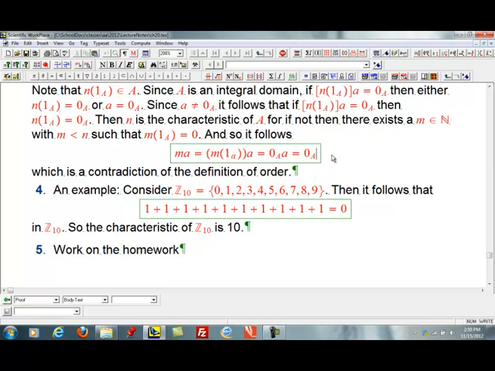Which means that we have found a smaller value. That means that n isn't the order of A, like we assumed at the top. So since n is the order of A, we see that it's equal to the characteristic. So the additive order of an element is the same as the characteristic of your ring. The additive order of your element is the same as the characteristic of your ring. That make sense?